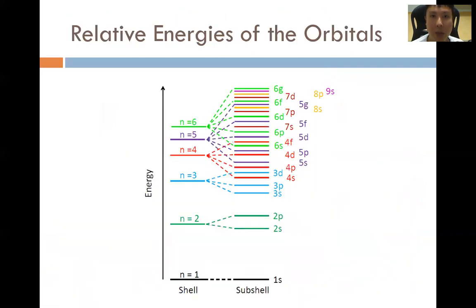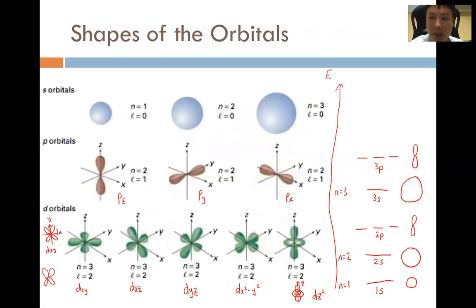Okay, so we would like to talk about the relative energies of the orbitals as I have drawn here. The reason we want to figure out the relative energies of the orbitals is so that when we fill in electrons, we know that we are supposed to put electrons into the lowest energy orbital first before we slowly fill up the higher energy orbitals.